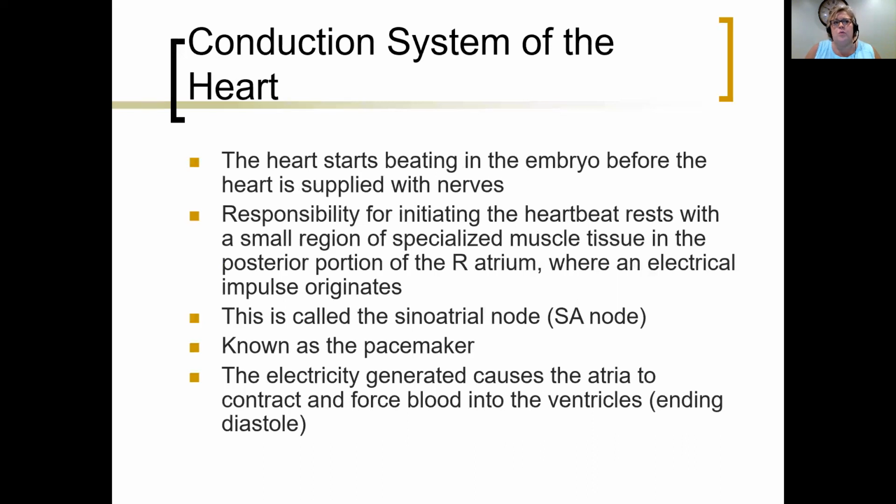This is what we know as our pacemaker. When somebody needs to have a mechanical or an artificial pacemaker placed in their chest cavity, it's because this specialized bunch of cells in the right atrium are not firing properly for some reason. The electricity that's generated in the SA node causes the atria, the left and the right, to contract and force blood into the ventricles. And that's ending diastole, or the resting phase then.